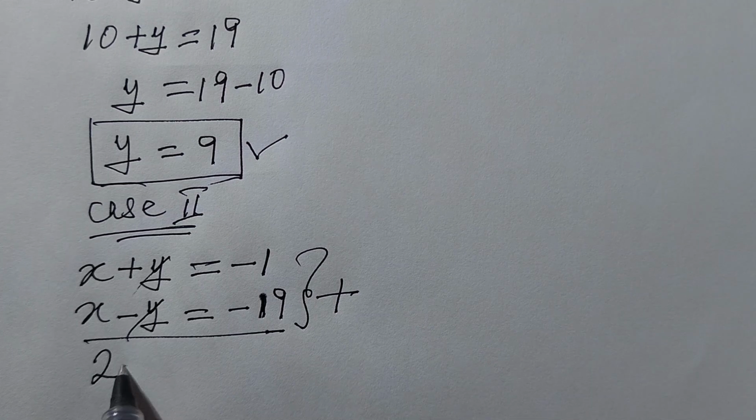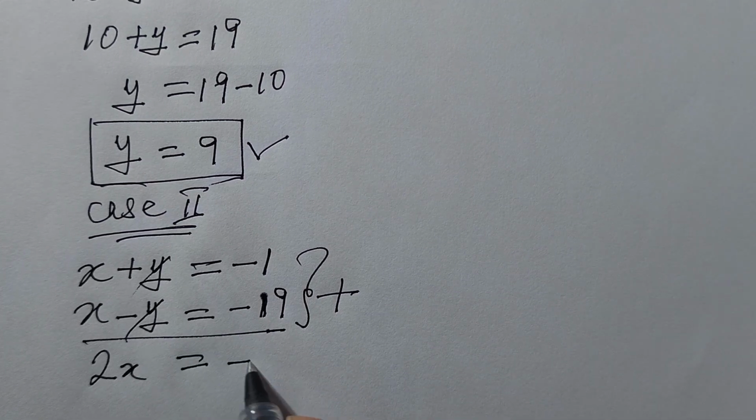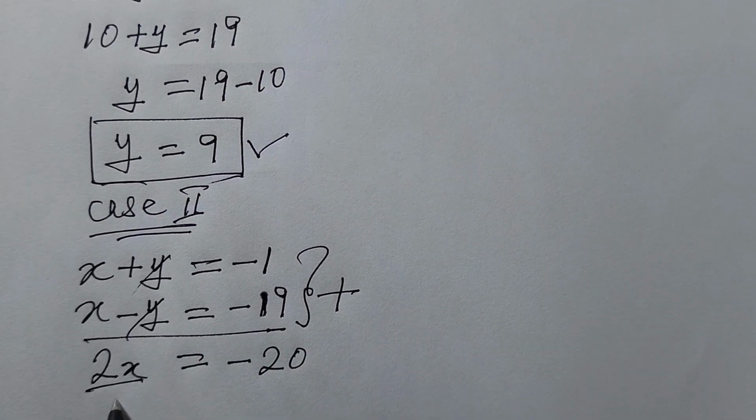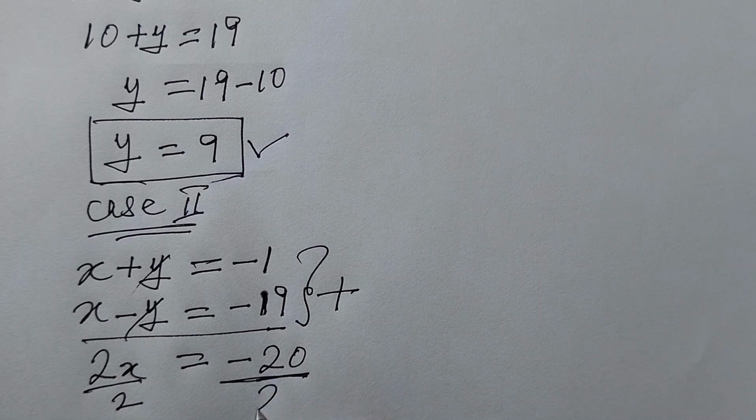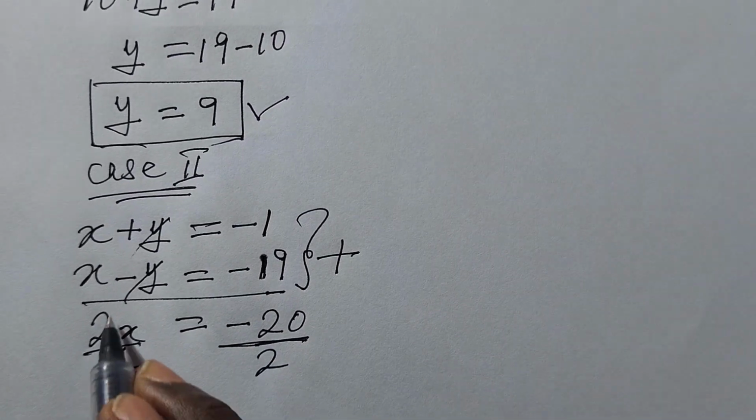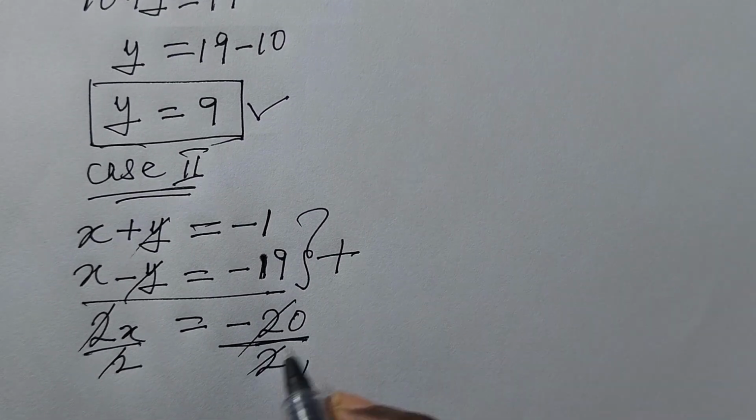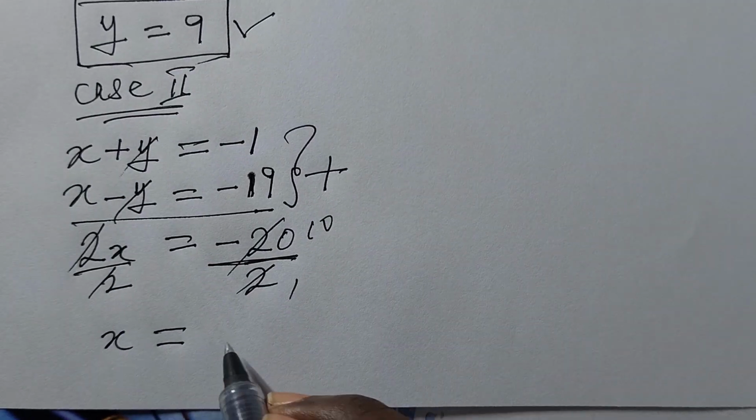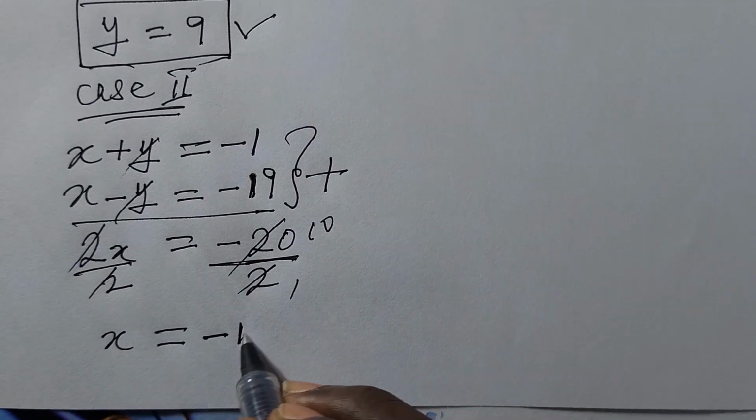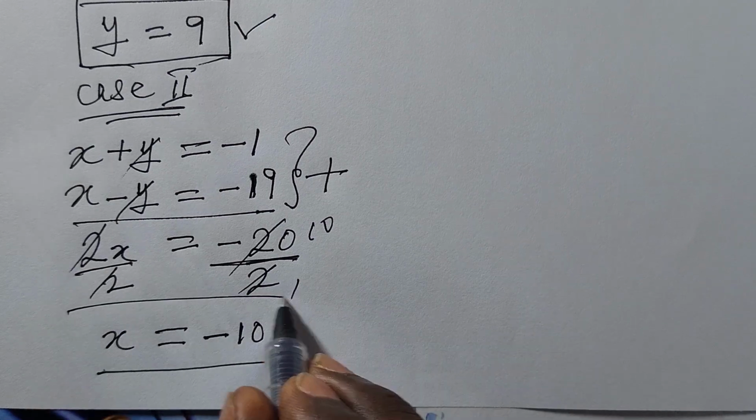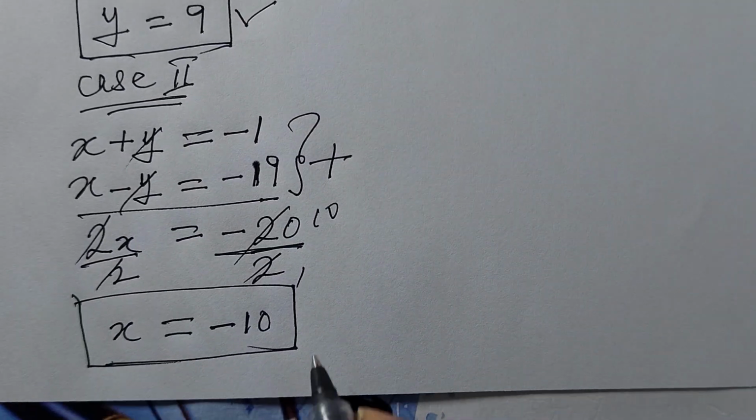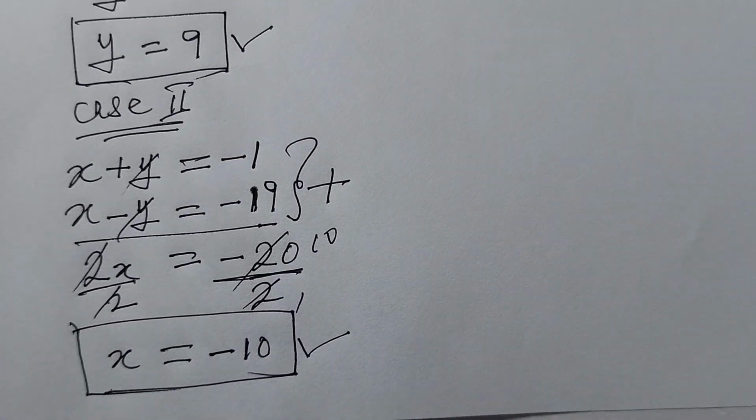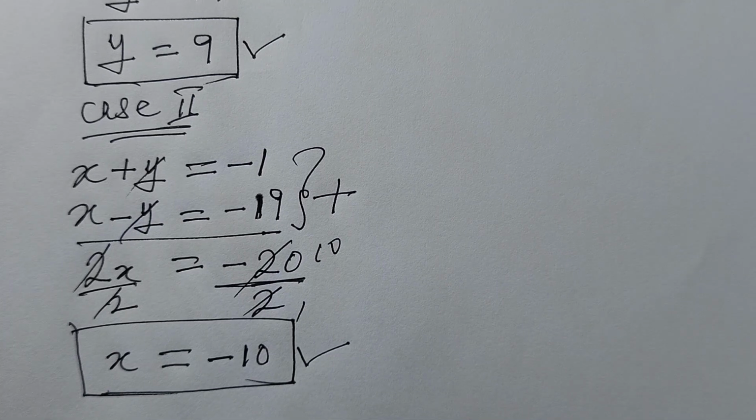So we have 2x equal to minus 20. Of course, we divide by 2. Here we divide by 2. So this leaves 10, and we have x now equal to minus 10. So we solve for another value of x, which is negative 10 this time around.